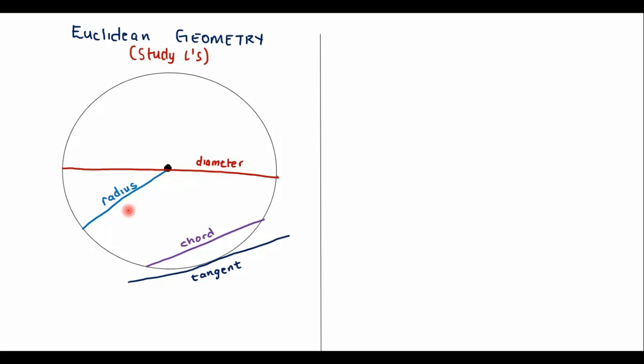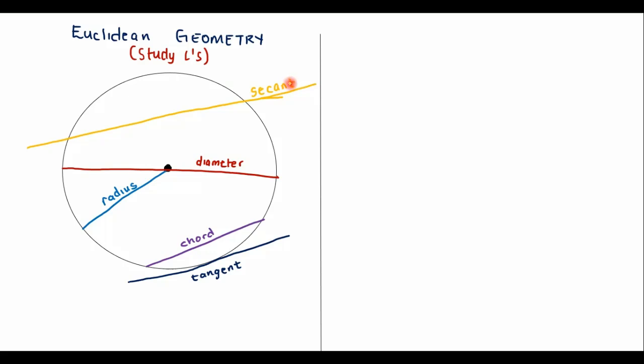Those are the main lines that you're going to be dealing with when it comes to Euclidean geometry, and also with the theorems that you're going to be getting. But there are more lines that you still need to know, which is that sometimes you're going to get lines that are passing through the circle like that. This line, we call it a secant.